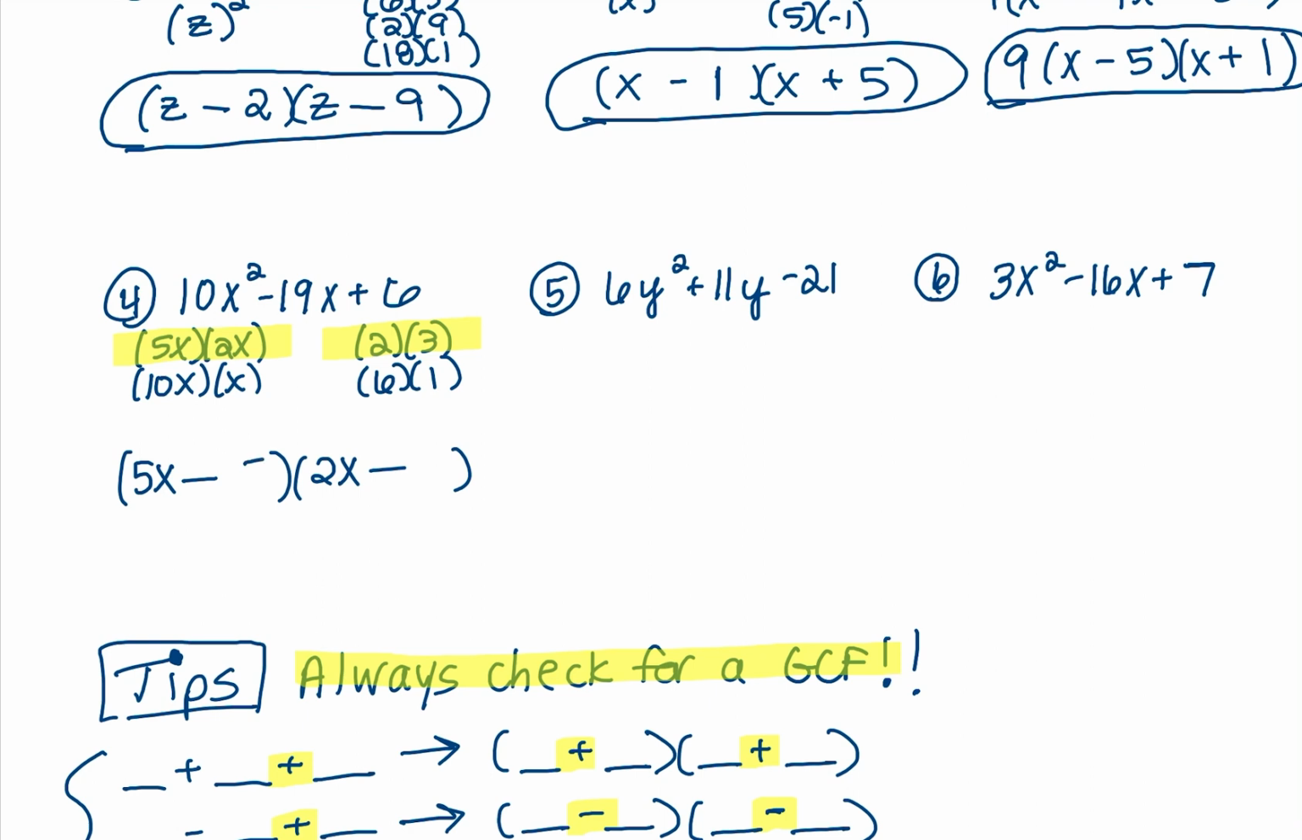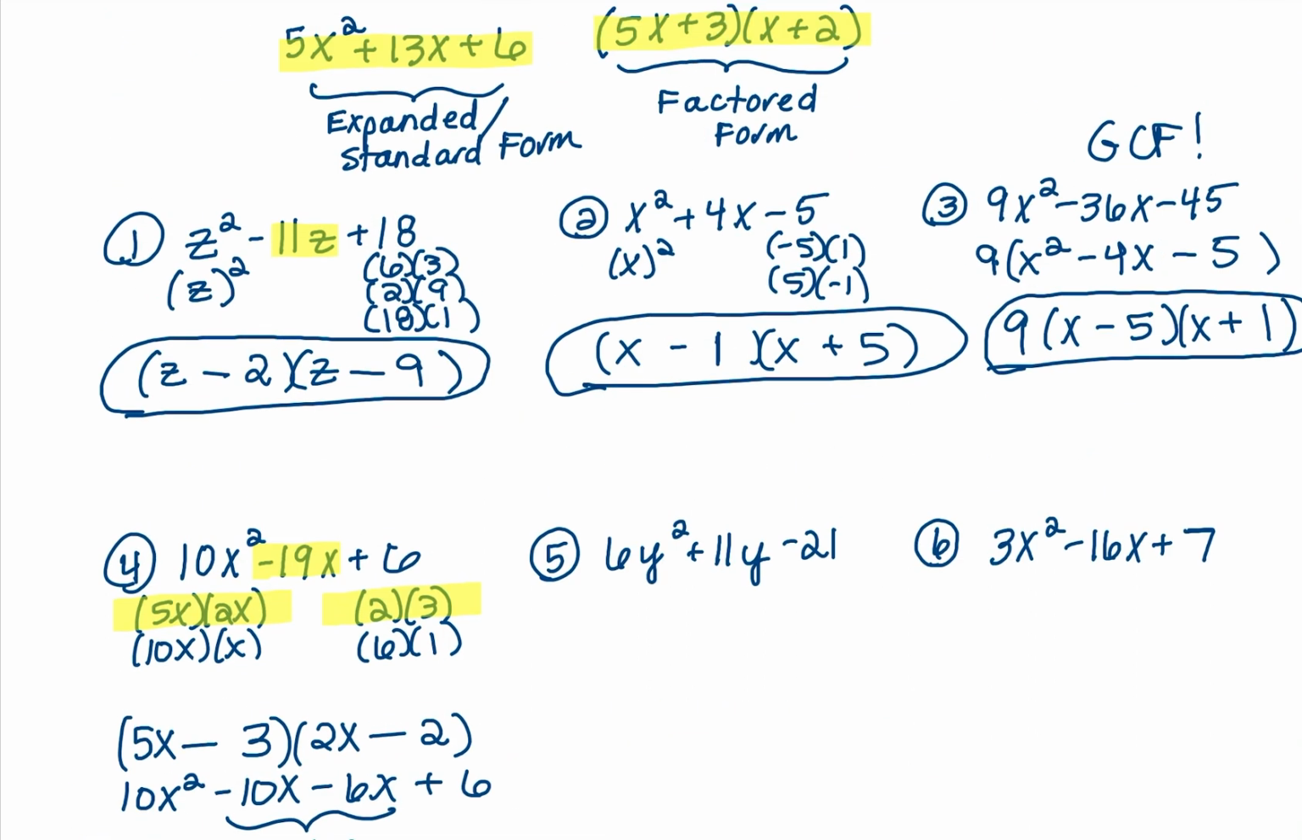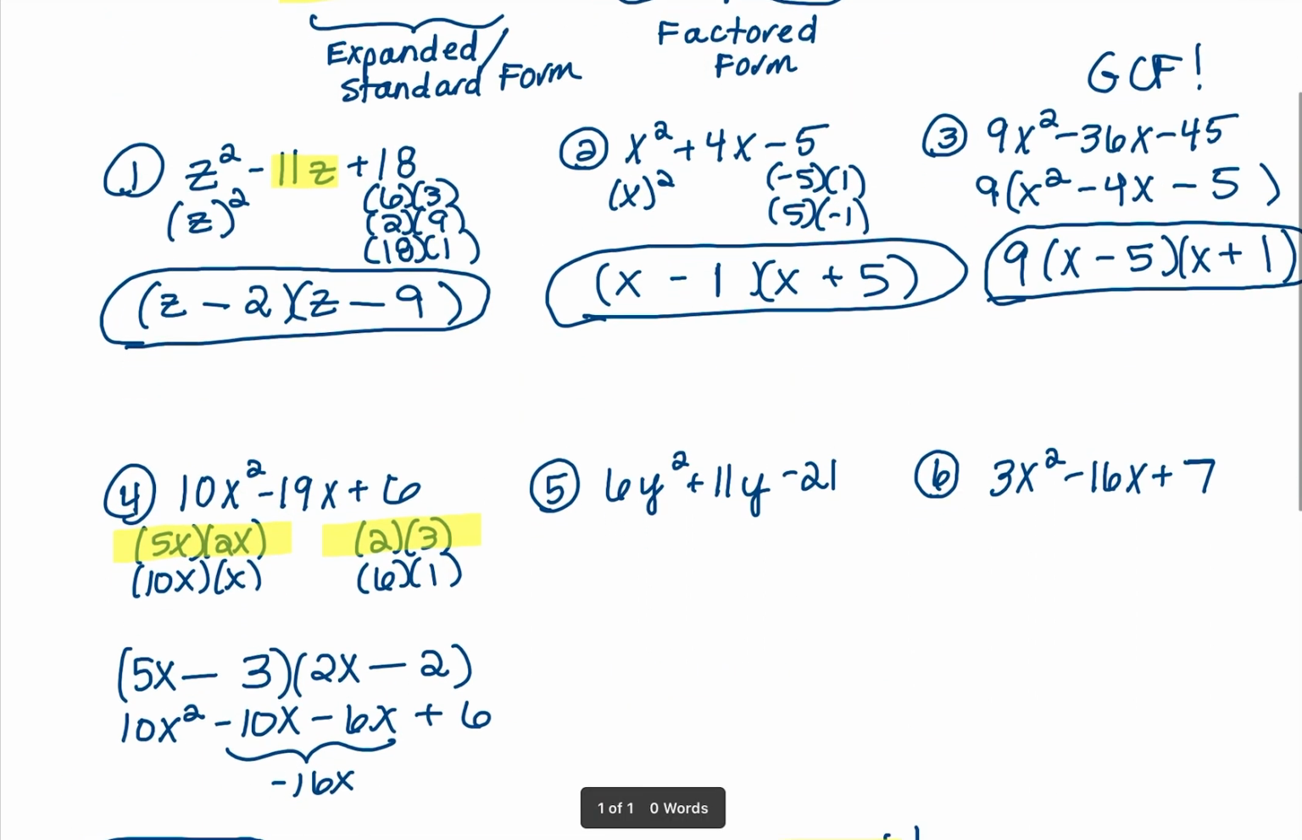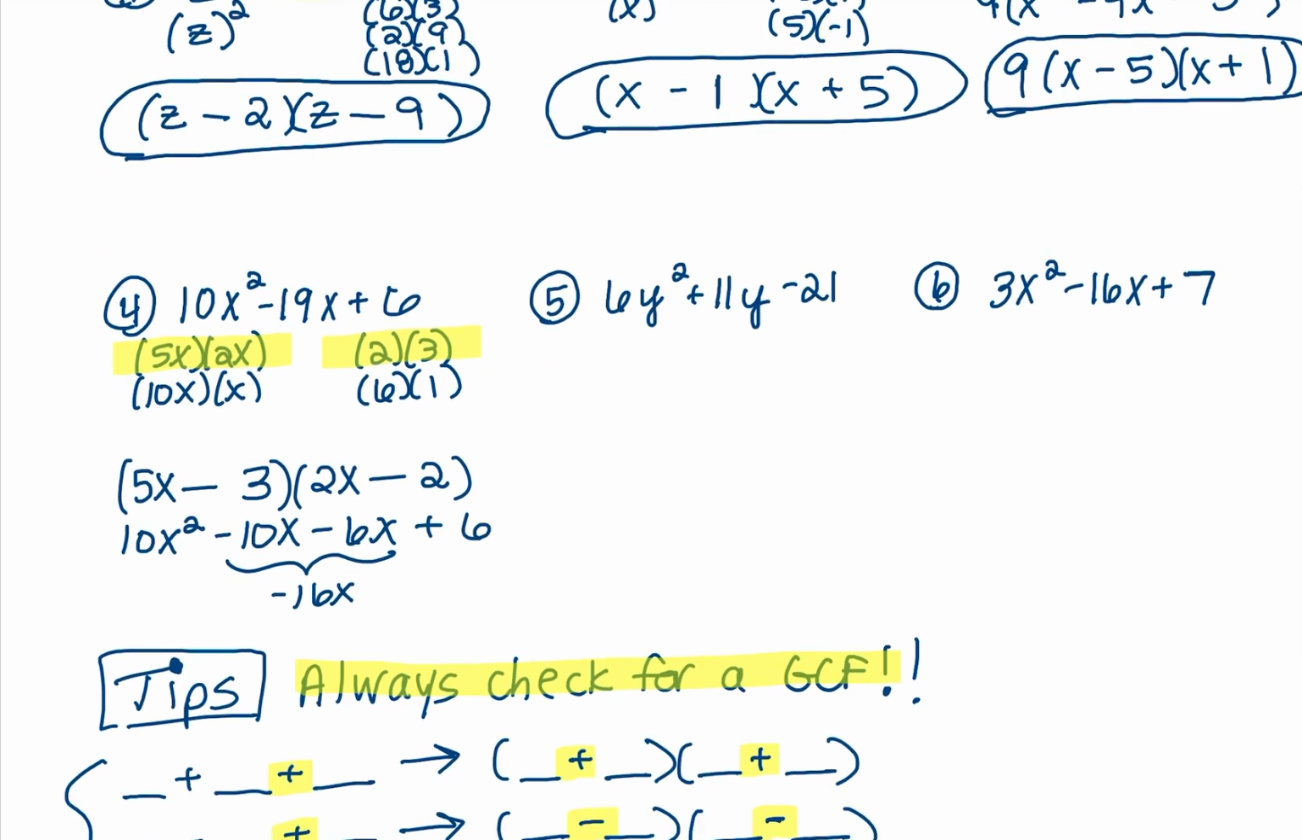If I place the 3 here and the 2 there, then when I multiply this out, I'm going to get 10x squared, and I'm going to get a minus 10x, a minus 6x, and then a plus 6. Together in the middle, I have a negative 16x, which is not what I need. I need a negative 19x. So that is not what we're looking for.